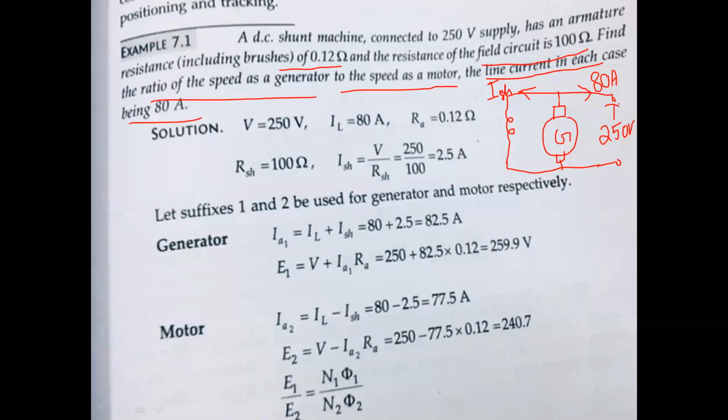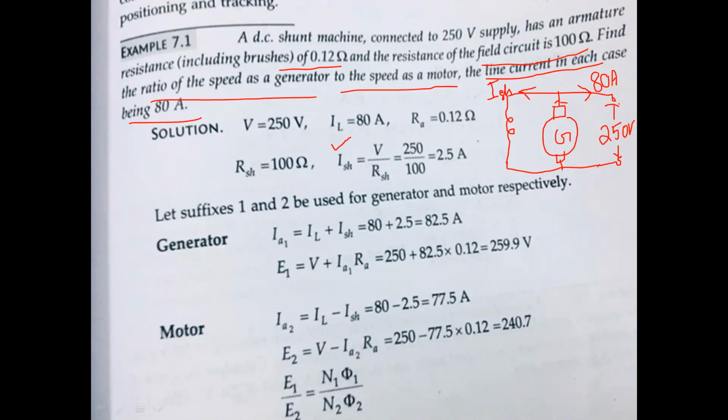Now we need to calculate the shunt current I_SH. A shunt machine means both windings are in parallel, so the terminal voltage is the same in both cases. This 250 volts is the same across the field winding and the armature winding. We know the voltage and the resistance of the field winding, so we can calculate the shunt current.